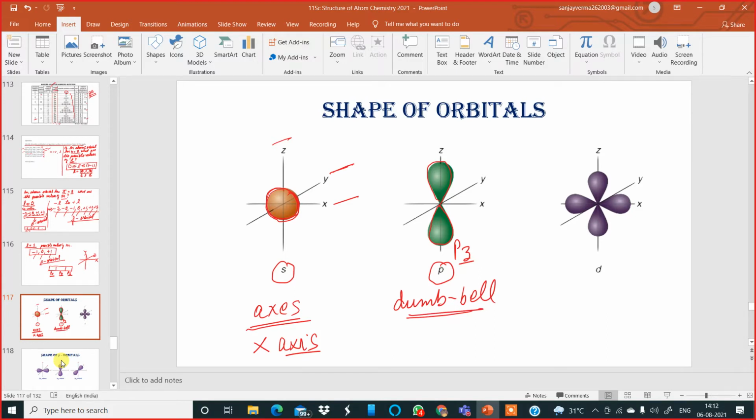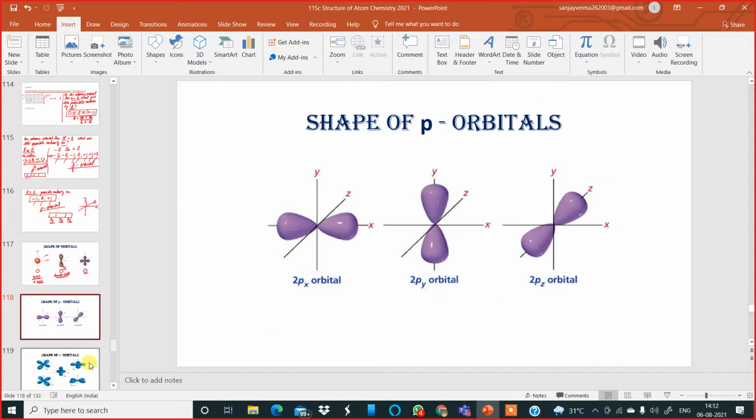Here, just shape only. D orbitals have more complicated shapes. Along the z plane, along the x plane. It's a complicated shape, like two dumbbells coming together, like a flower. So this is a general idea about the shape of orbitals. Now let me make this idea clear in the next slide. Now look at it in detail.